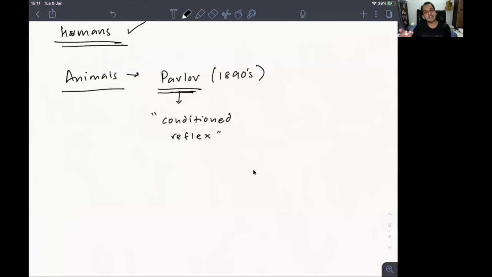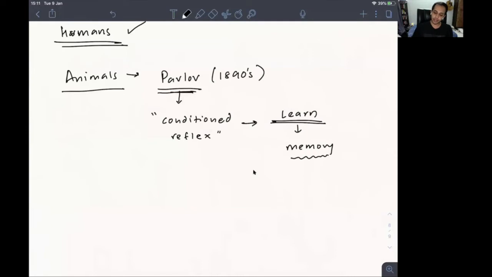So by conditioned reflex, what he meant was that it was not an inherent reflex. The dog wasn't born with it. But because of training, the dog learned to associate a bell with food. So basically, in simple terms, what this meant was that the dog was able to learn. And anything that can learn has memory.